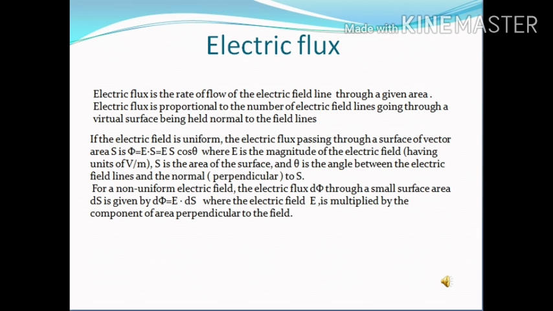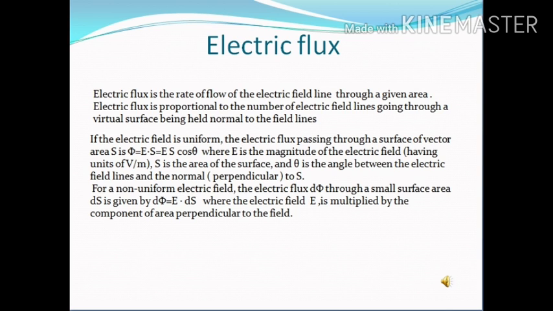Now we will discuss electric flux. Electric flux is the rate of flow of electric field lines through a given area. The electric flux is proportional to the number of electric field lines going through a virtual surface held normal to the field lines. If the electric field is uniform, the electric flux passing through a surface of vector area S is phi equals E dot S, which is further equal to E S cos theta, where E is the magnitude of the electric field having units of volt per meter, S is the area of the surface, and theta is the angle between the electric field lines and the normal to S.